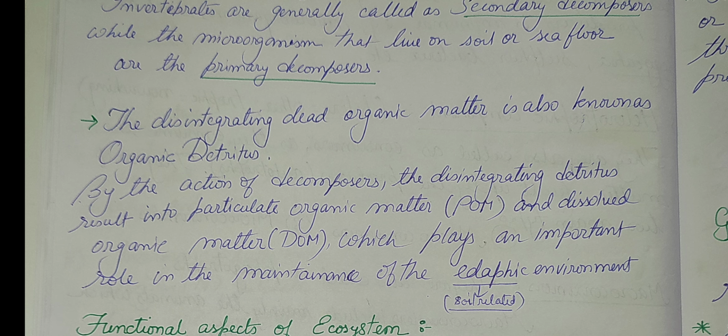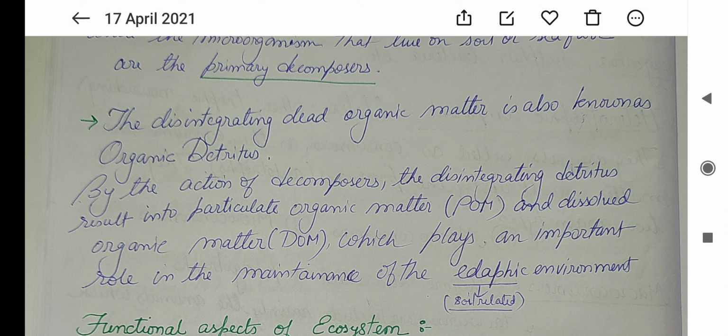Now there is a term called detritus. Detritus is the disintegrating dead organic matter that is found on this earth, and by the action of these decomposers, the disintegrating detritus results in particulate organic matter, also called POM, and dissolved organic matter, which plays an important role in maintenance of the soil environment. When decomposers break down this organic matter they form particulate organic matter and dissolved organic matter, which can be dissolved in water, and it may not be available to the environment because it percolates down through the earth, reaches the underground water layer, and mixes with it.